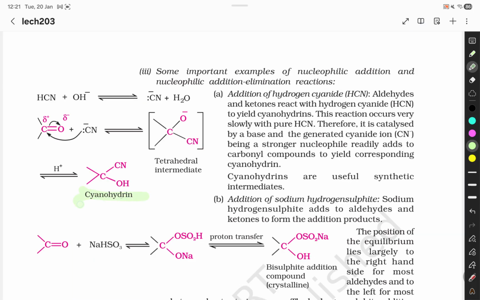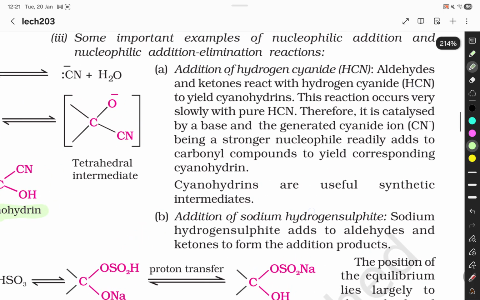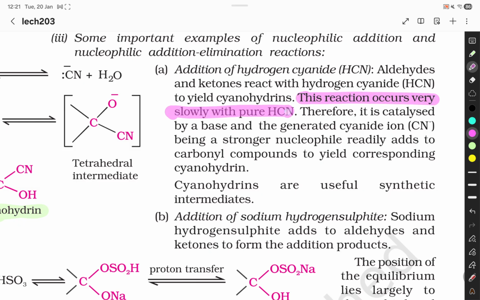Then formation of cyanohydrin. What is cyanohydrin and what exactly is it? It's just when you nucleophilically do CN minus nucleophilic addition, you will get cyanohydrin. And one thing that we have to note is that the reaction occurs very slowly with pure HCN. Pure HCN is required to make this reaction happen.